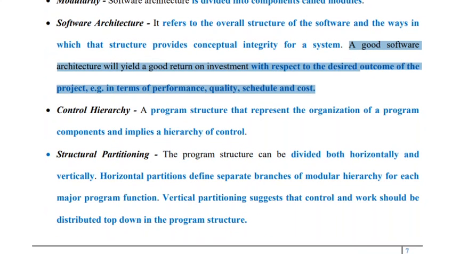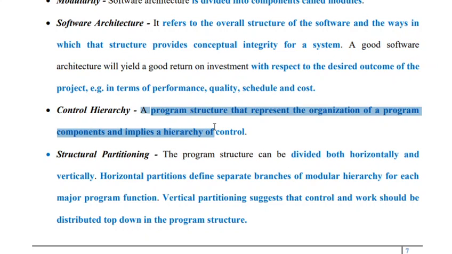So control hierarchy. Control hierarchy basically represents the organization of the various program components and the hierarchy of control. So we have depth of control and we have width of control. Control hierarchy is capable of representing the different ways in which control can be exhibited by the modules, and the span of control can be exhibited by the modules.